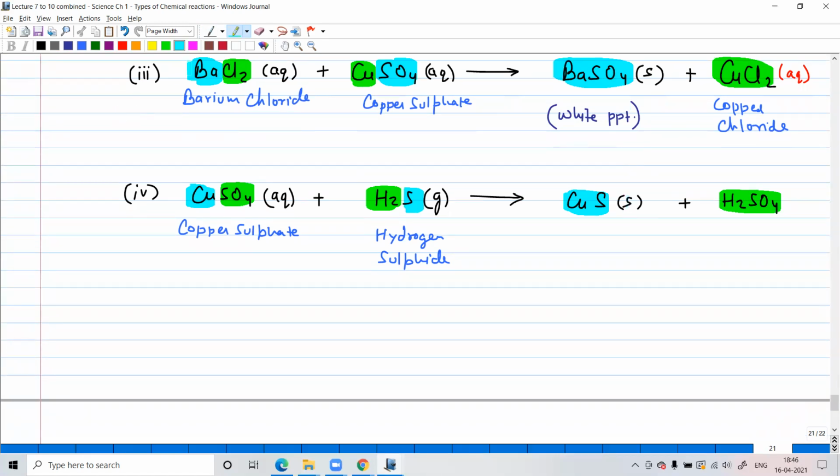Okay, so some extra information about these things. This is copper sulfide, and copper sulfide is a black precipitate. You will understand PPT means precipitate, not PowerPoint presentation. Sulfuric acid.